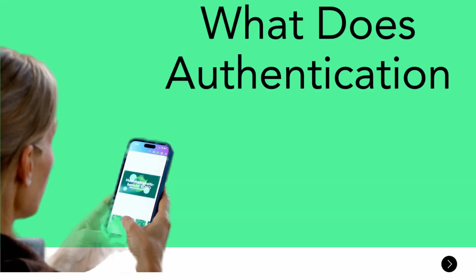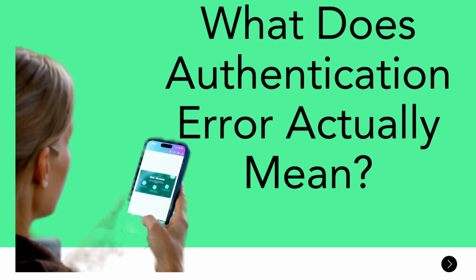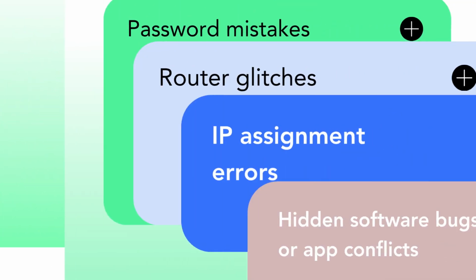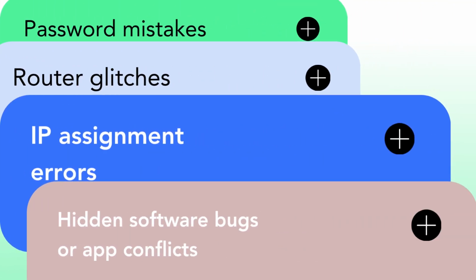What does authentication error actually mean? Your phone tried to connect to your Wi-Fi network, but your router didn't approve the request. It's like knocking on a door with the right key but still not getting in. This issue often shows up because of password mistakes, router glitches, IP assignment errors, hidden software bugs, or app conflicts.